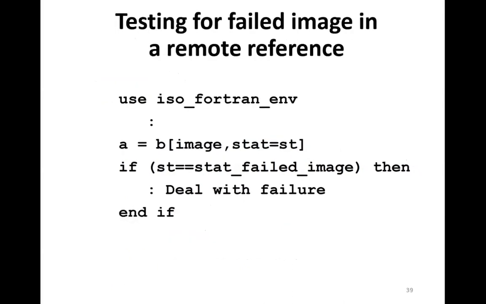You also need to be able to test with a remote access. If you've accessed some data on a particular image, you can again add a stat equals into the access statement. If that comes back with stat equals failed image, that tells you that the image you've tried to reference is no longer working. So again, you've got a way of dealing with the failure.